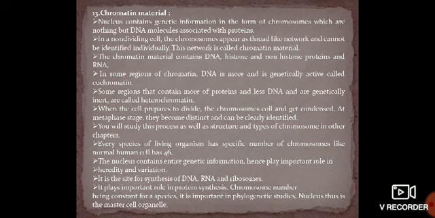When the cell prepares to divide, that is mitosis or meiosis, the chromosome coils, that means it undergoes condensation. At the metaphase stage, they become completely condensed and distinct, and we can clearly identify the chromosomes. You will study this process as well as the structure and type of chromosome in another chapter in higher standards. Every species of a living organism has a specific number of chromosomes. For example, humans have 46 chromosomes, that means 23 pairs of chromosomes.